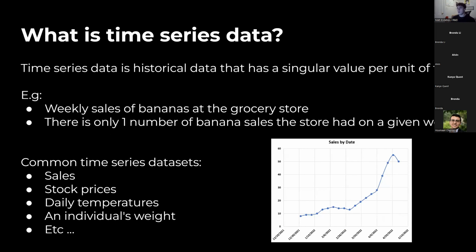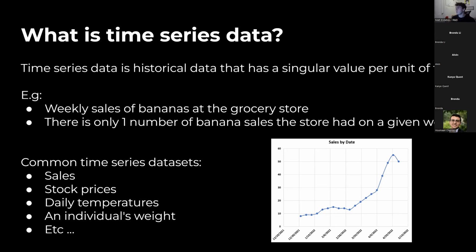So the first thing I want to talk about is what is time series data, right? Time series data is historical data that has a singular value per unit of time. As you can see on this little graph on the right, on the x-axis you have dates over time, from 2021 to 2022, and on the y-axis you have some sort of value, in this case sales for each date. You only have one y value per x value, and that's over time. That's how univariate time series data actually works.